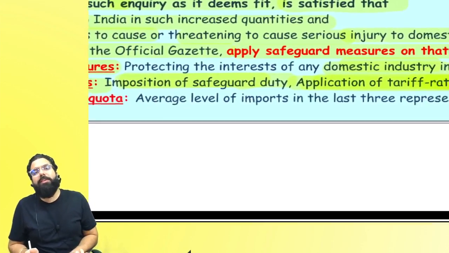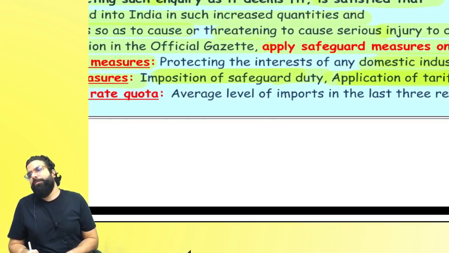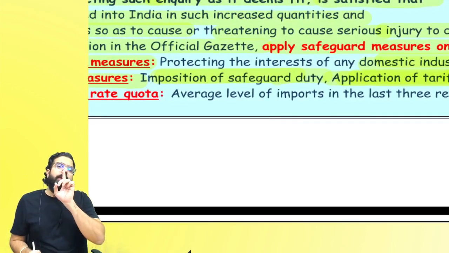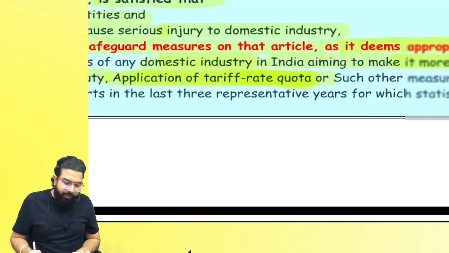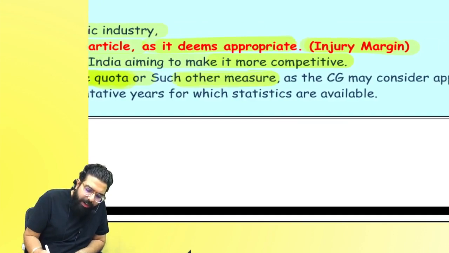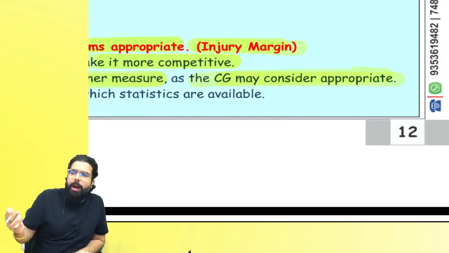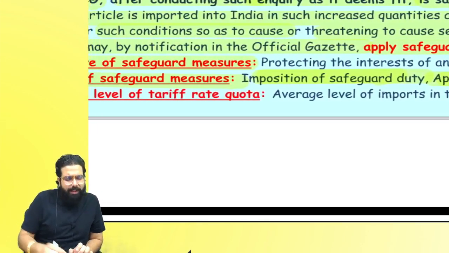So what are the measures of safeguard? Number one, they can impose safeguard duty. Number two, application of tariff rate quota. Number three, such other measure as the central government may consider appropriate. Government will impose some restrictions, etc.